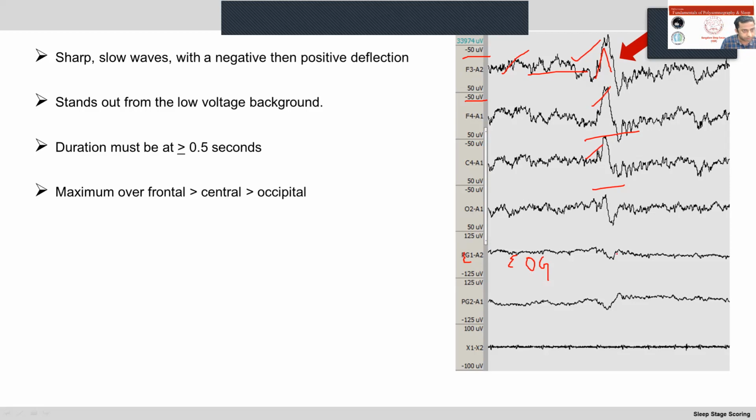Okay, so you can see here, this is the EOG, and still some activity is there. So how is it happening? This is called EEG artifact in the EOG. Since this potential is very high, this EEG activity is high.